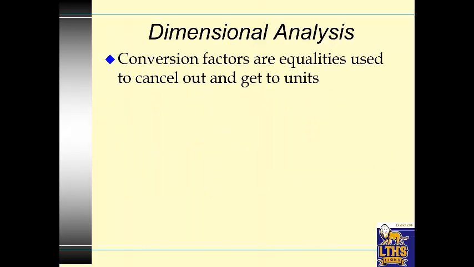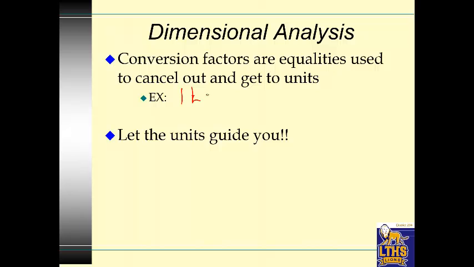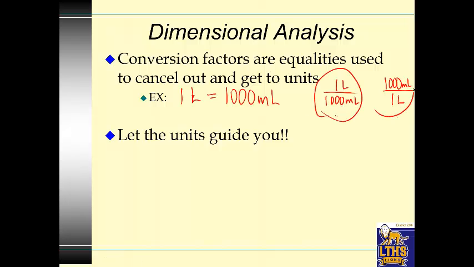All right, so dimensional analysis. Sounds scary, but it's not. It's when we use conversion factors that are equalities to cancel out and get to units. So here's an example. 1 liter equals 1,000 milliliters. That's an equality. And so if we want to use this as a conversion factor, we could say 1 liter for every 1,000 milliliters, or we could say 1,000 milliliters for every 1 liter. And then this equality turns into these 2 conversion factors.